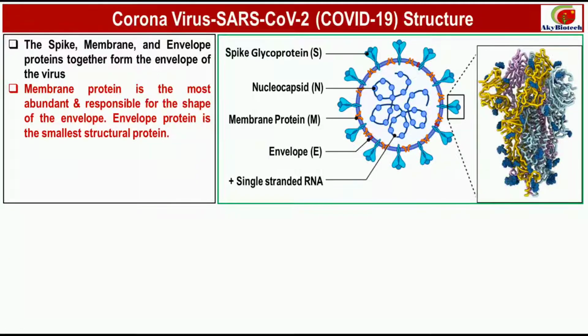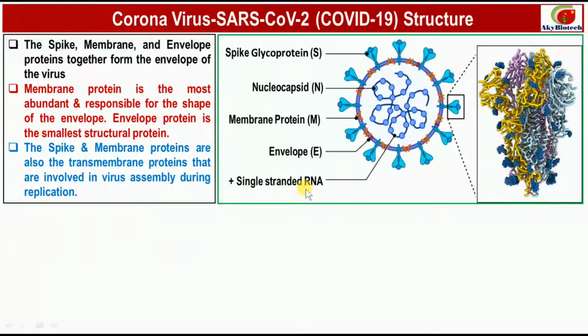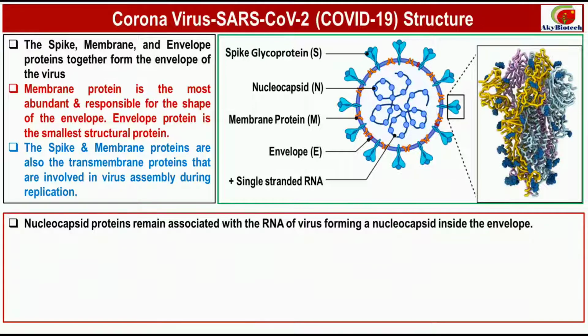Next, the membrane protein is the most abundant and responsible for the shape of the envelope. And the envelope protein is the smallest structural protein in this virus. Coming to the spike and the membrane proteins, together they are known as the transmembrane proteins that are involved in virus assembly during replication. These 2 proteins play a role in the replication of the virus.